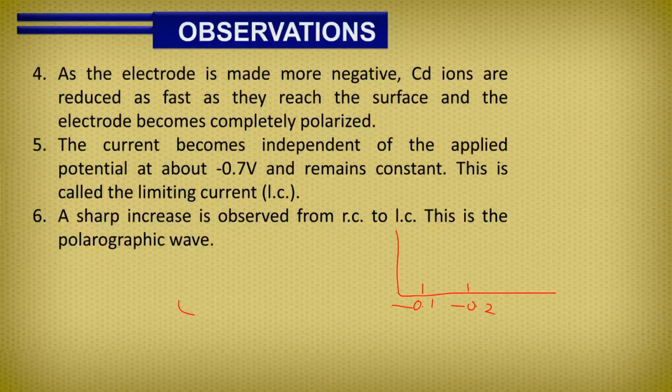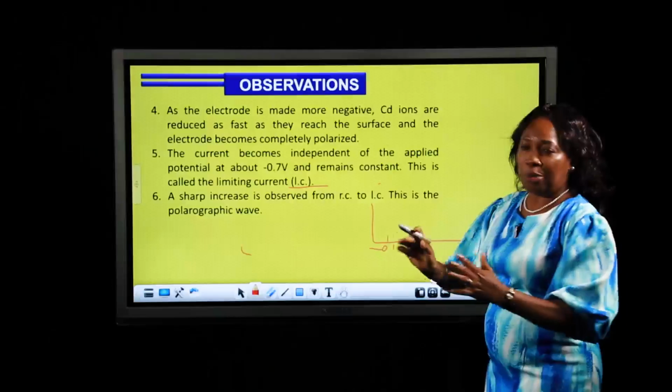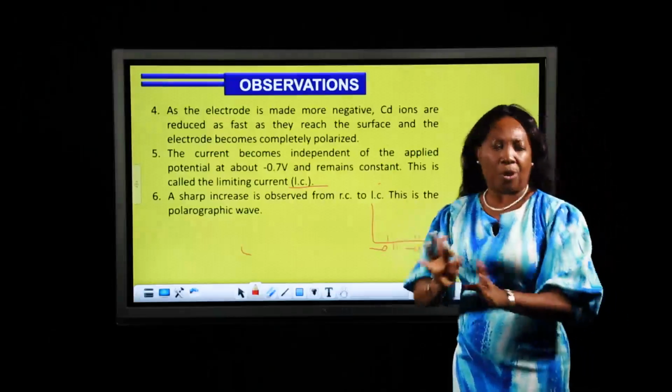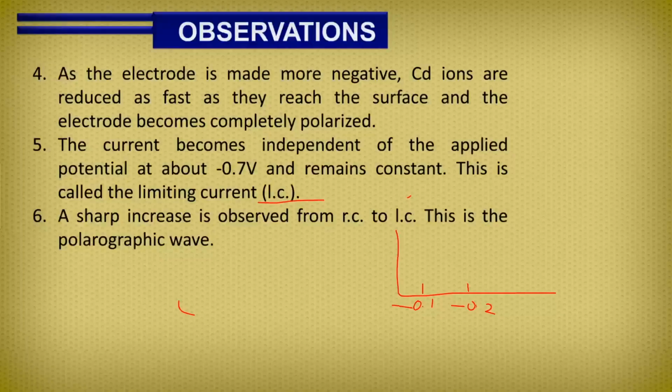Now the 5th point is that the current becomes independent of the applied potential at 0.7 volts. I showed you that. It remains constant, and the point where it remains constant is what we refer to as a limiting current, because nothing else can happen. The reduction is complete. And then finally a sharp increase is observed from the residual current to the limiting current, and of course this is the polarographic wave, which is this.